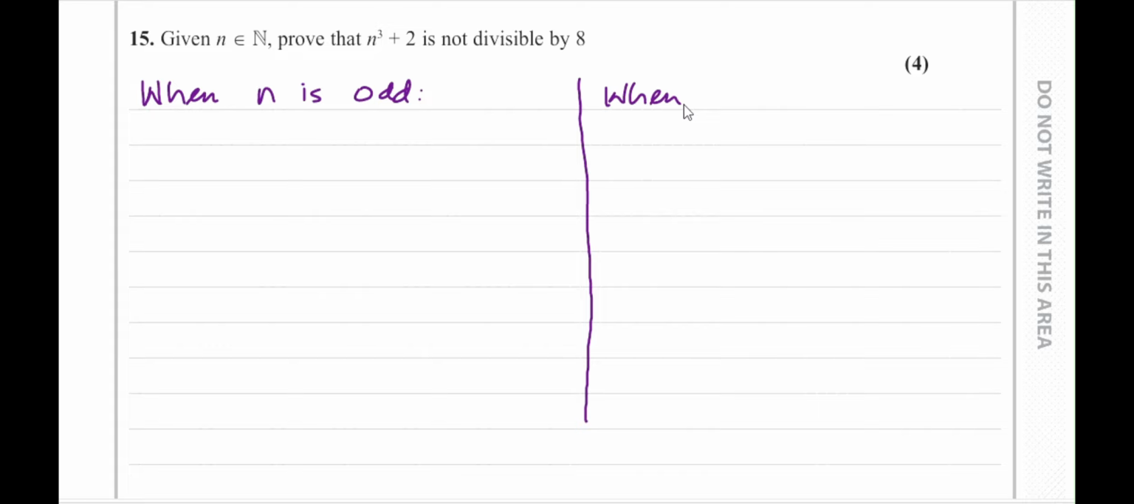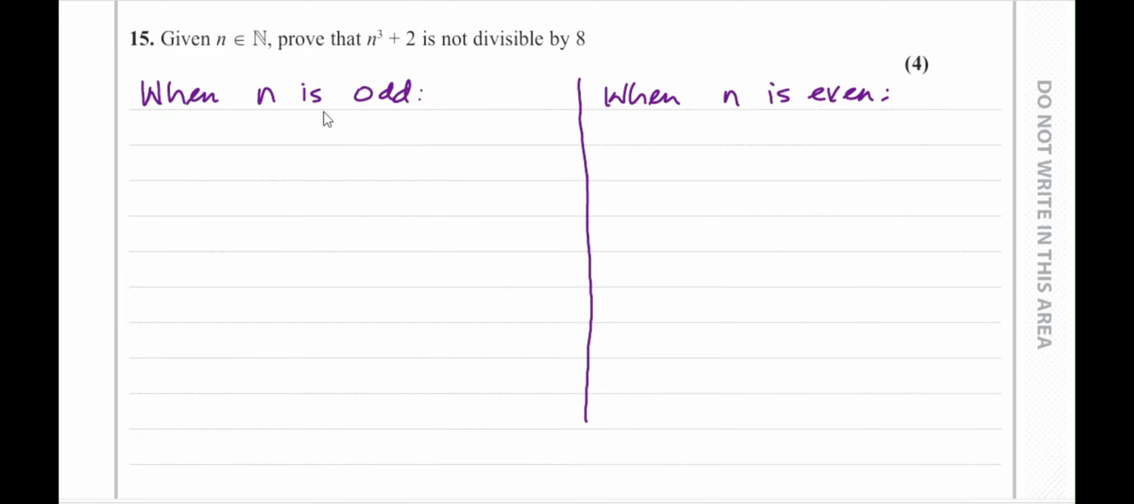That's it. Question 15. Given n belongs to the set of natural numbers, prove that n cubed plus 2 is not divisible by 8. We can prove this statement by taking both cases when n is either odd or an even number. So let's put a vertical line here. When n is odd. Here when n is even.